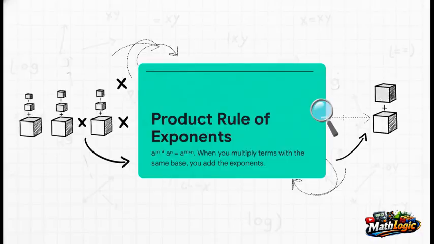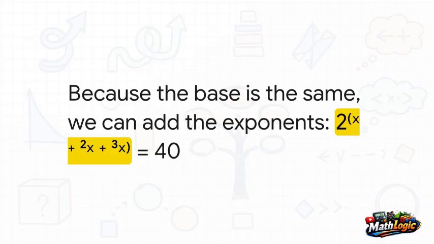All right, time for our next tool. We've got 3 different terms, but they all share the same base, which is 2, and they're all being multiplied. This is a perfect job for the product rule of exponents, which will let us squish all 3 of them into one neat little package. And here's that rule in action. Since the base, 2, is the same for all of them, we just have to add up the exponents. So we get x plus 2x plus 3x. Just like that, 3 terms have become 1.